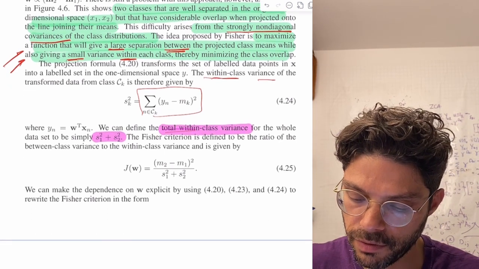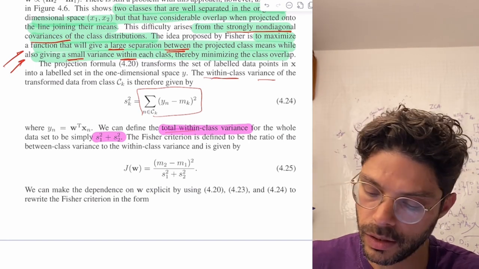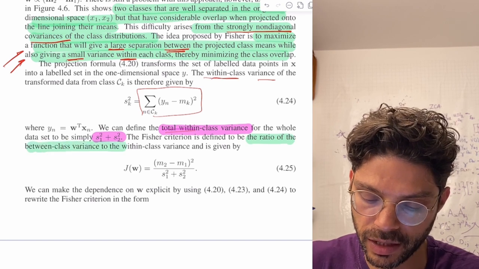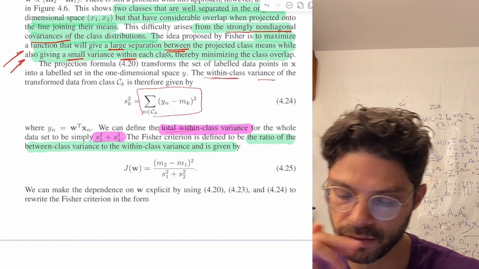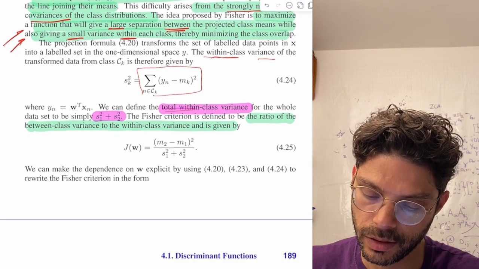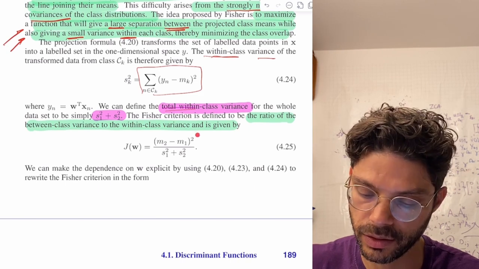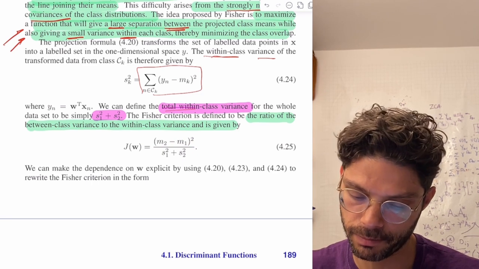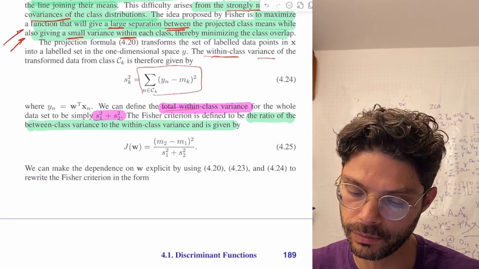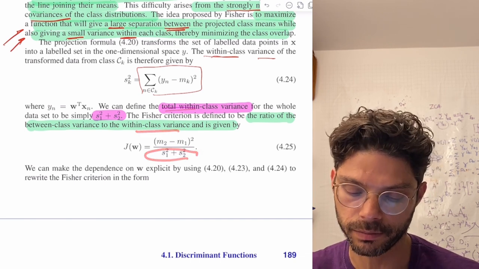Fine. The Fisher criterion is defined to be the ratio of the between class variance to the within class variance. And it's given by this. So the ratio of the between class variance, that's going to be this top part, on top of the total, sorry, the within class variance, which is the total within class variance.